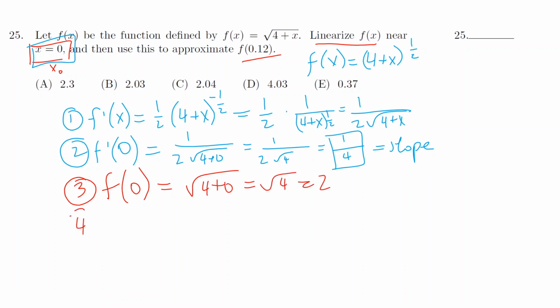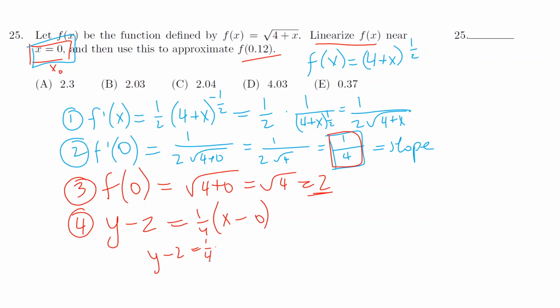Now my final step is y minus f of 0. So y minus 2 is equal to f prime of 0, which is our slope, 1/4, times x minus x0, which is 0. So y minus 2 is equal to 1/4 x, or y is equal to 1/4 x plus 2. This is our equation. We just linearized the function.